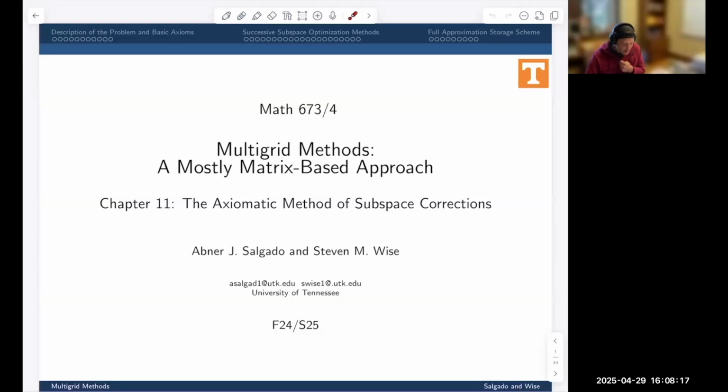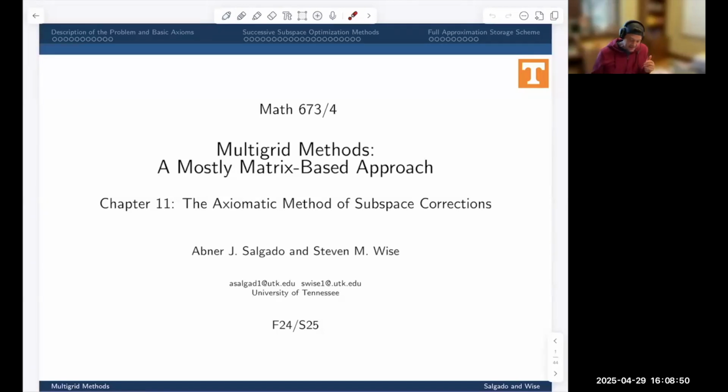Today we're continuing our discussion about this method of subspace corrections. And we want to get rather deeply into this method of successive subspace optimization methods. I want to talk about the convergence of that method. And then I want to start to think about abstracting that method, generalizing that method a little bit more so that we can give ourselves a little more flexibility in how we solve problems.